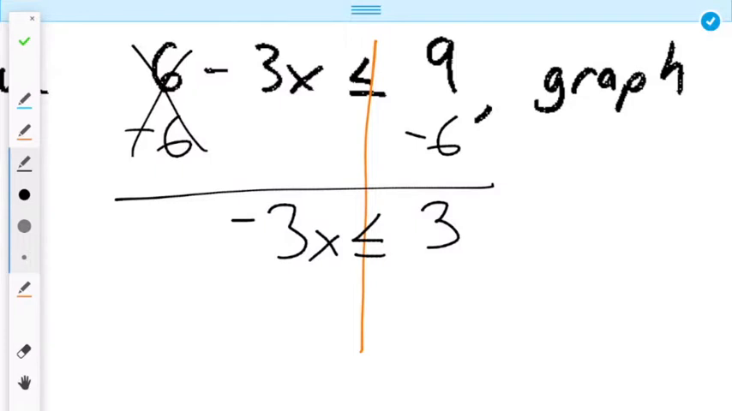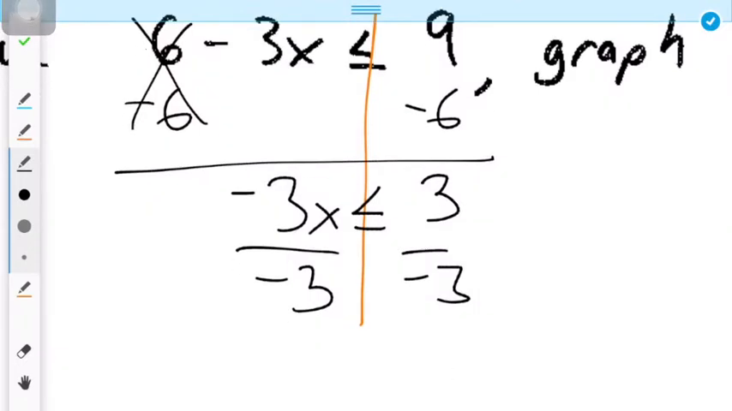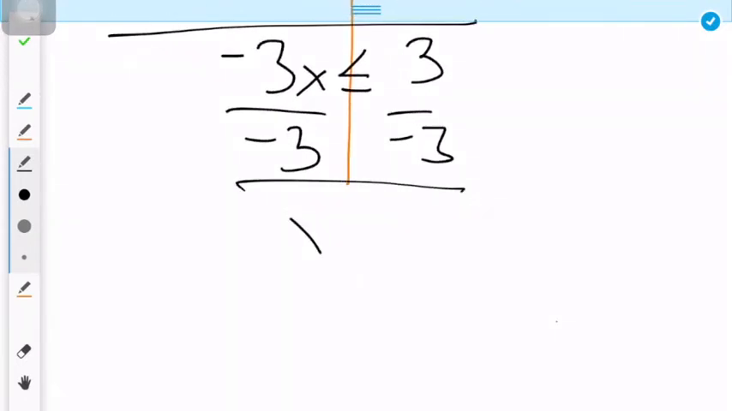Next step, I want to start looking at multiplication or division. And right here, I'm multiplying by a negative 3. So to undo that, I'm going to divide by a negative 3. This simplifies to just x. 3 divided by negative 3 is negative 1. And keep in mind, here we are dividing by a negative number, which means this inequality symbol needs to flip.